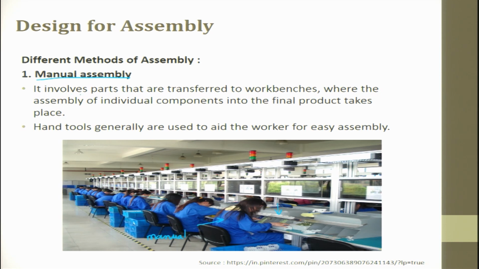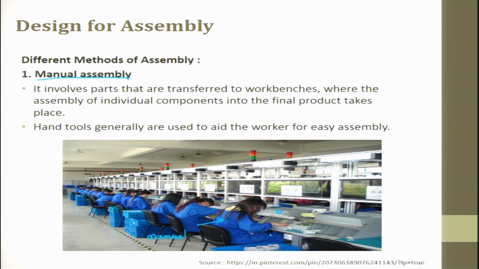Okay. So, it involves parts that are transferred to workbenches where the assembly of individual components into the final product takes place. Okay. Hand tools generally are used to aid the worker for easy assembly. That is what I said, you can use a small press to place the parts and then press it inside. If you want to have a shrink fit, you just do that and then get the output. Generally, washer assembly is done like that. If you want to do assembly of very small bearings, they do it like that. Okay, and many of the ornamental works are done in this way, the manual assembly line.